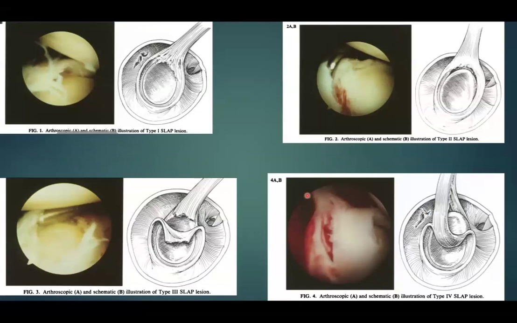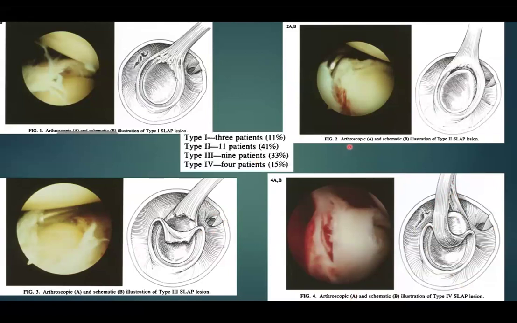In type 2, in addition to type 1, the superior labrum and attached biceps tendon were stripped off the underlying glenoid. Type 3, a bucket handle tear was noted in the superior labrum central portion, and the tear was displaceable into the joint while the peripheral portion of the labrum remained firmly attached. Type 4 is a bucket handle tear of the superior labrum, similar to type 3, but in addition, the tear was extended into the biceps tendon.